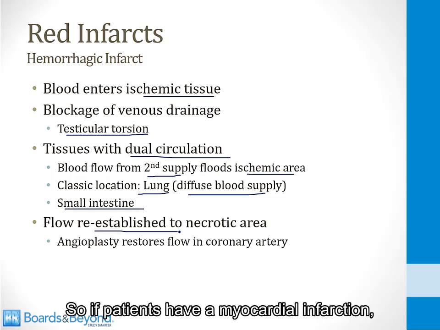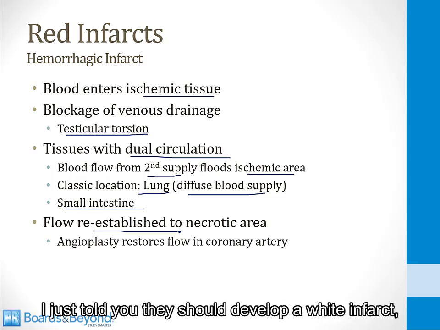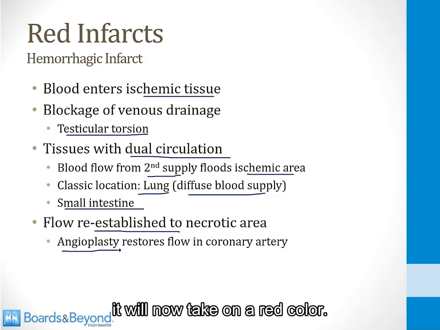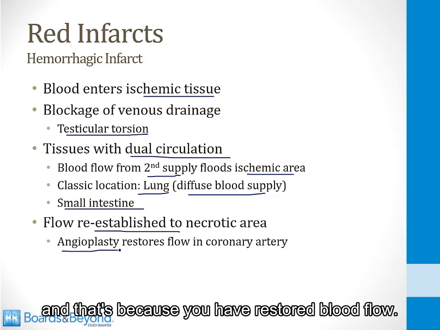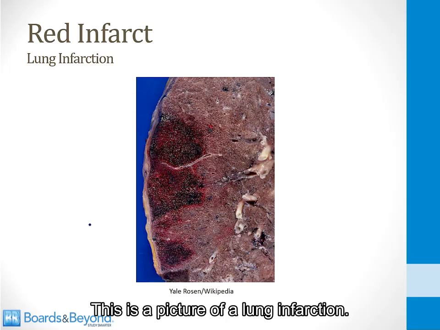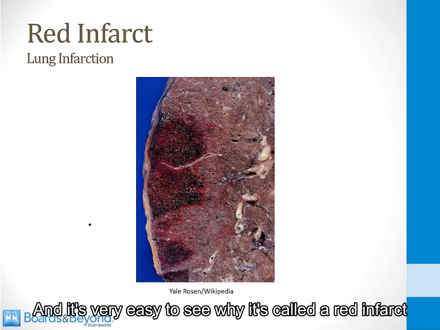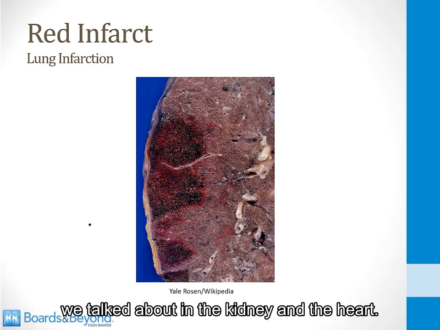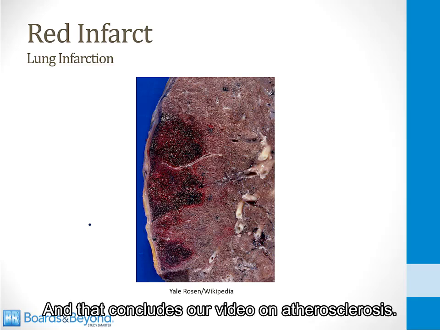So if patients have a myocardial infarction, I just told you they should develop a white infarct. But if angioplasty is done and blood flow is restored to that necrotic tissue, it will now take on a red color. It won't look white anymore, and that's because you have restored blood flow. And this is a picture of a lung infarction, and it's very easy to see why it's called a red infarct because it looks red, very different from the pale infarcts we talked about in the kidney and the heart. And that concludes our video on atherosclerosis.